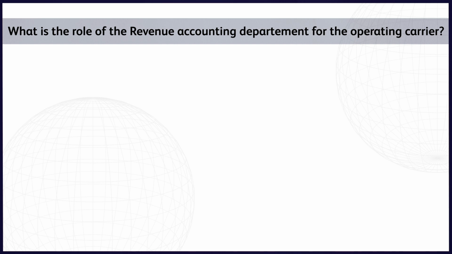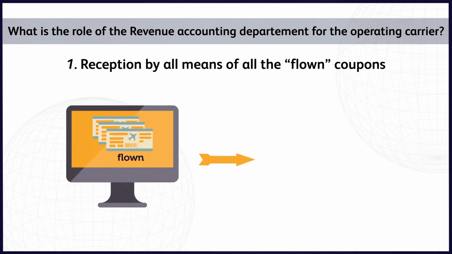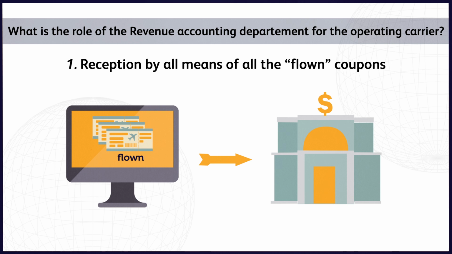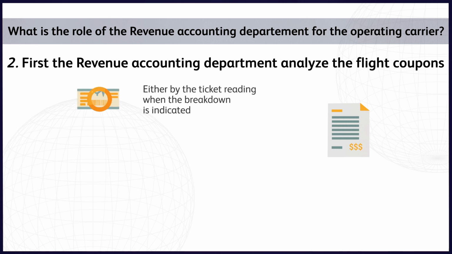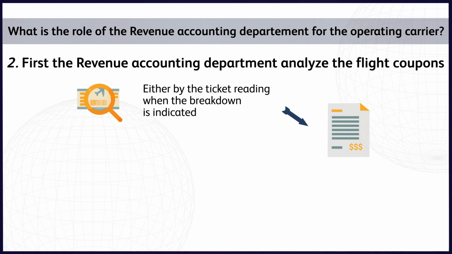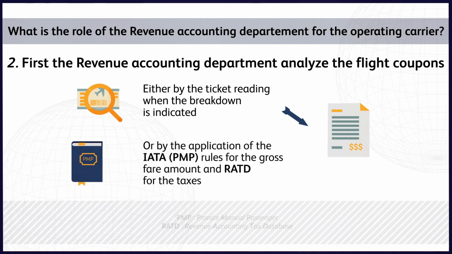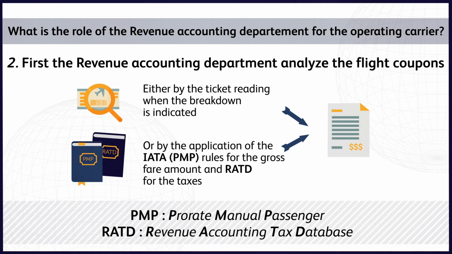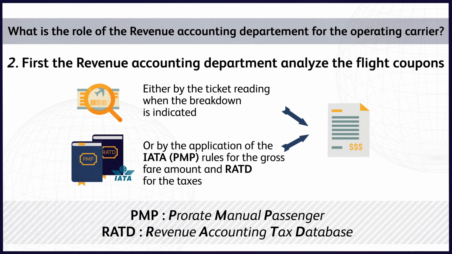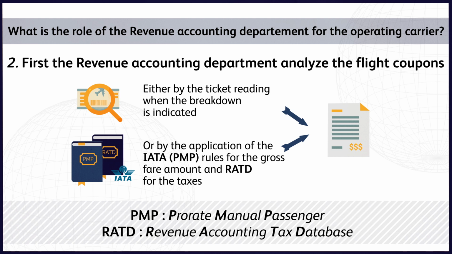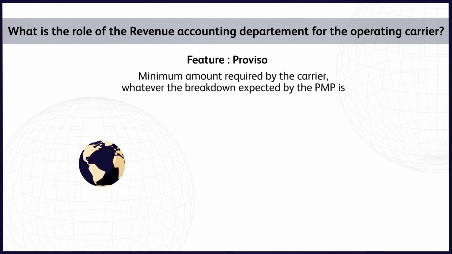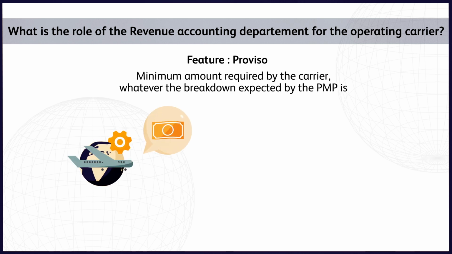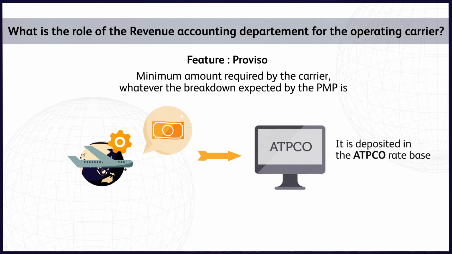The Revenue Accounting Department must receive by all means, especially electronically, all flown coupons. First, the Revenue Accounting Department analyzes the flight coupons by identifying the amount to invoice per coupon, either by reading the ticket when the fare breakdown is indicated, or by the application of the IATA PMP rules for the gross fare amount and RATD for taxes. See IATA website. There are two features. The proviso: this is the minimum amount required by the carrier, whatever the breakdown expected by the PMP is. It is deposited in the ATPCO database.